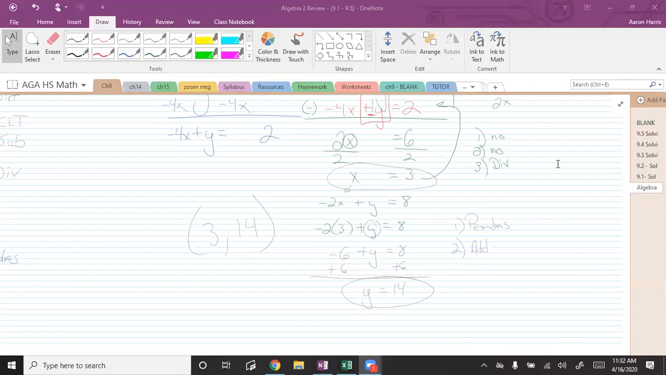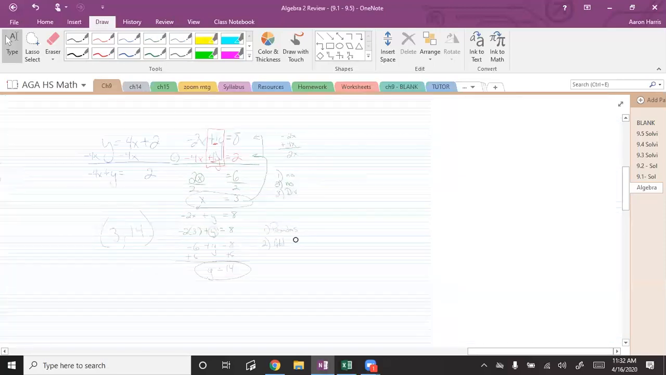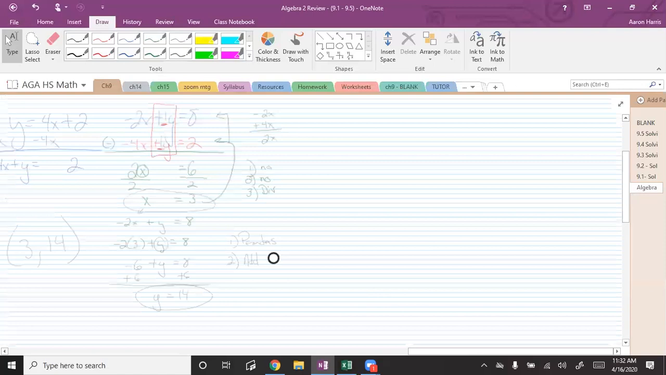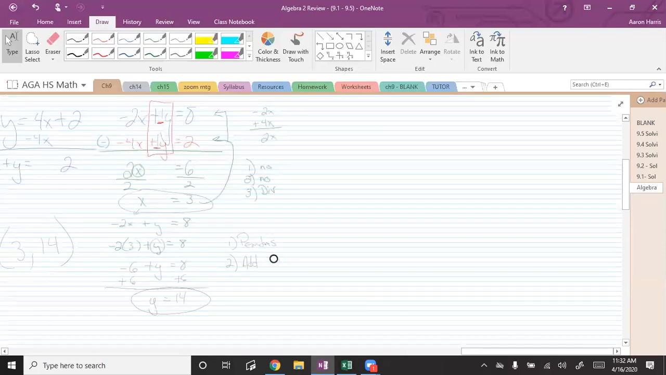All right. So here we go. Now watch this. Let's do elimination, but this time, no fractions. We're not going to do fractions. I'm going to do the same problem. Negative 2x plus y equals 8. Negative 4x plus y equals 2.